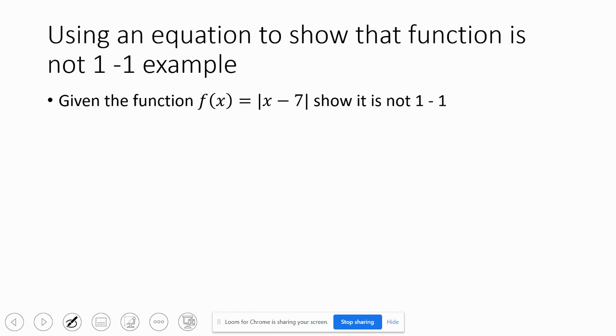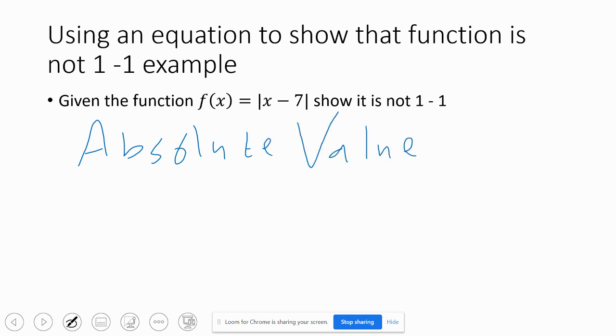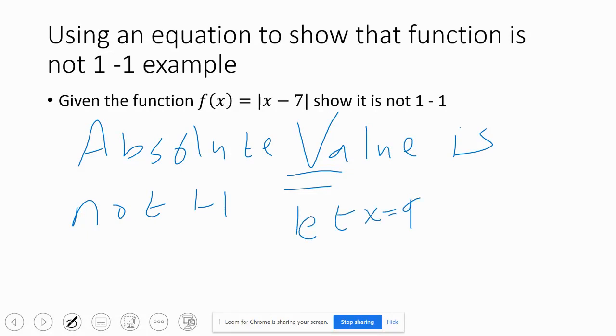Let's continue. Okay, use an equation to show a function is not one-to-one. Now this is the hardest one. We know it's absolute value, and all absolute value functions make the shape like a V, so absolute value is not one-to-one. But I want to show it by plugging in numbers. So let x equal 9, let's say. So the absolute value of 9 minus 7 is the absolute value of 2, which equals 2.